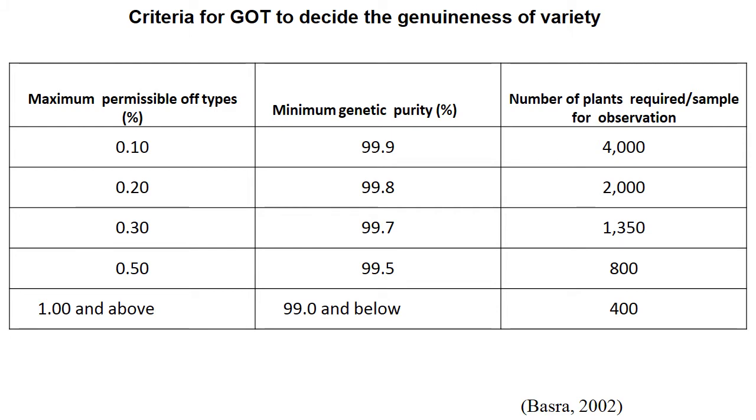Likewise, when the off-type is 0.2%, the genetic purity should be 99.8% and the samples drawn are 2000. When off-types are 0.3%, the genetic purity is 99.7% and samples 1350. When off-types are 0.5%, the purity is 99.5% and the number of observations taken is 800. And when the off-types are 1% or more, the minimum purity is 99% or below and the samples drawn are 400.